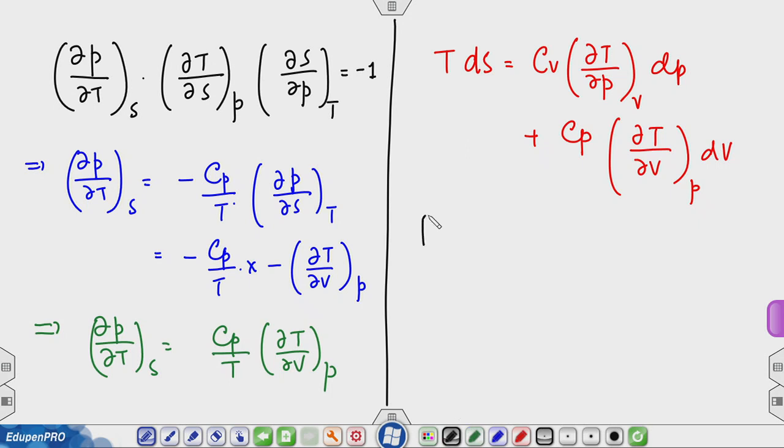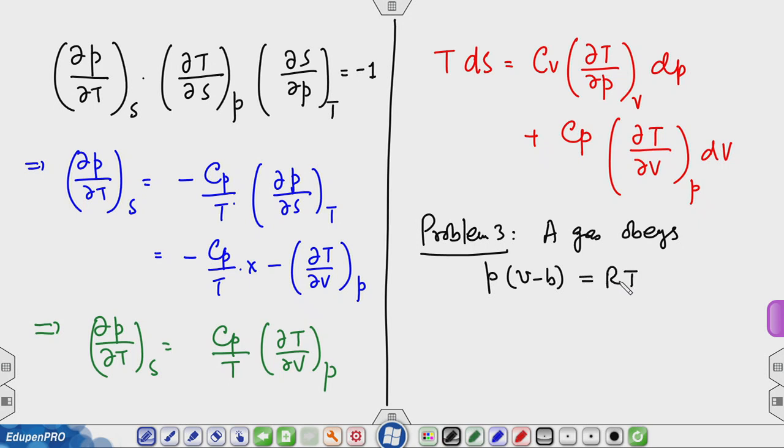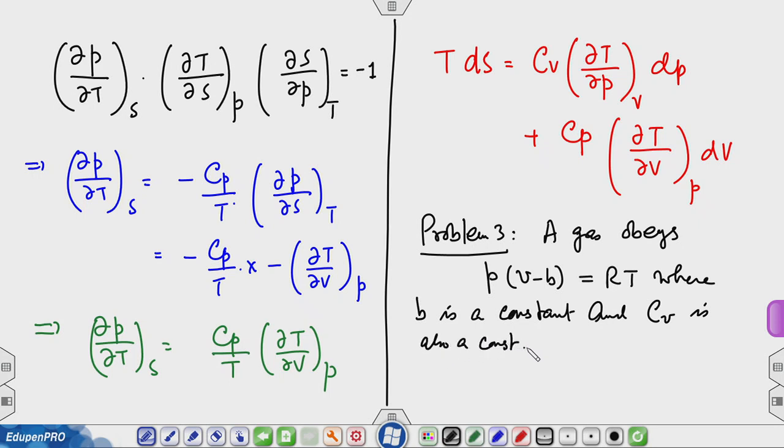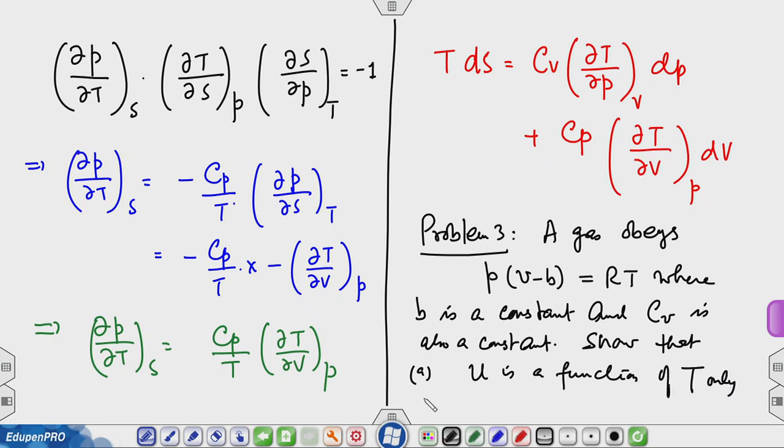Problem number 3. A gas obeys P(V minus B) equals RT, where B is a constant and its Cv is also a constant. Then we want to show that (A) U is a function of T only, (B) gamma, which is Cp over Cv, is a constant.